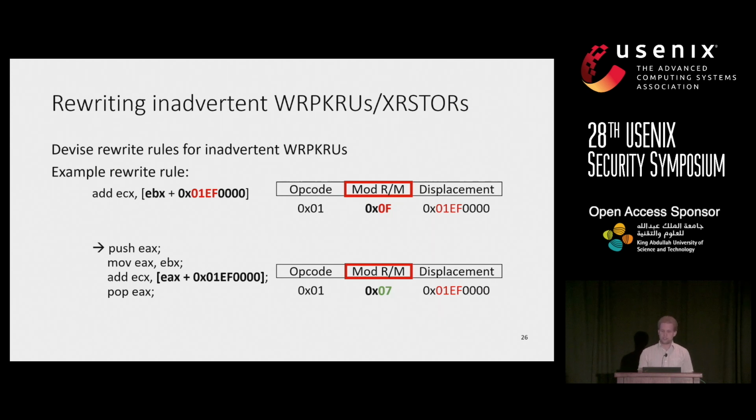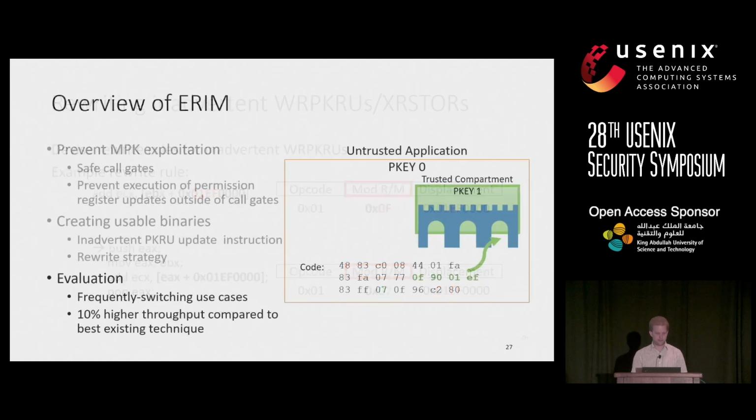The example here is an add instruction that includes the WRPKRU instruction in the ModRM and the displacement value. We chose to rewrite the used register assignment, and therefore we first free up a register, here EAX, and alter the register assignment in the add instruction. As a result, the leading 0f changes into a 07, which again breaks the sequence. While these were just two examples, we have devised similar rules for the complete x86 instruction set, and I urge you to read the paper for all the glory details.